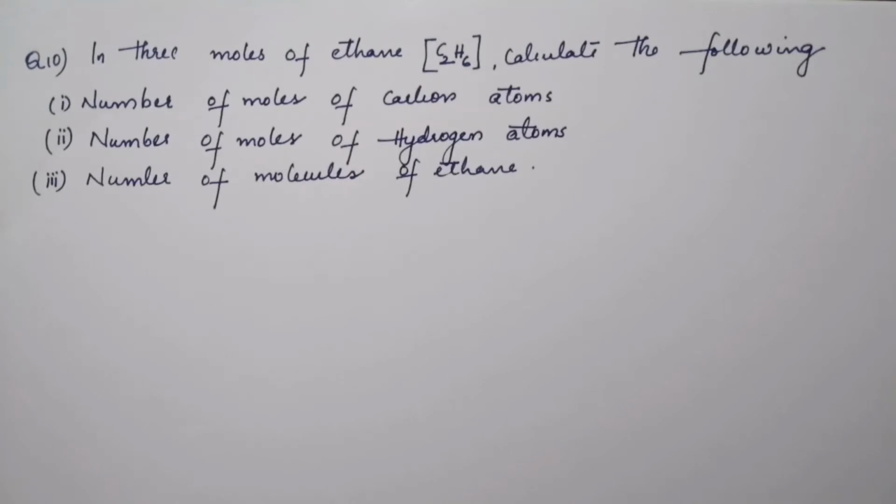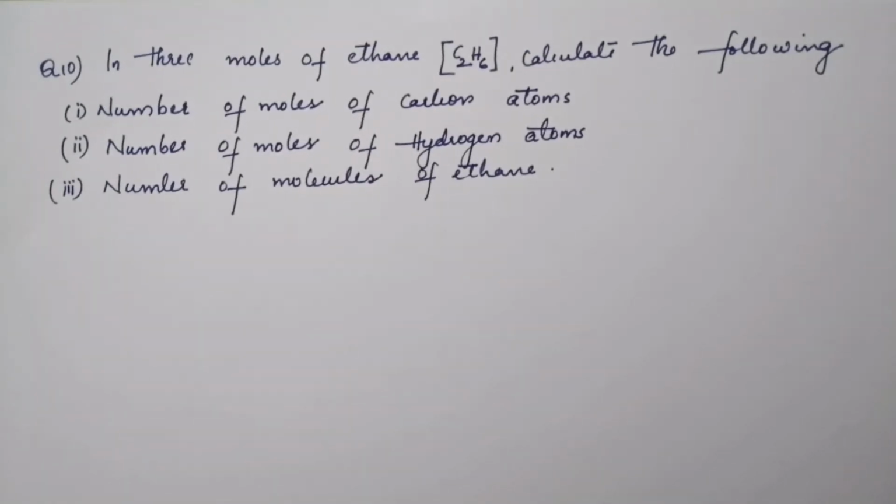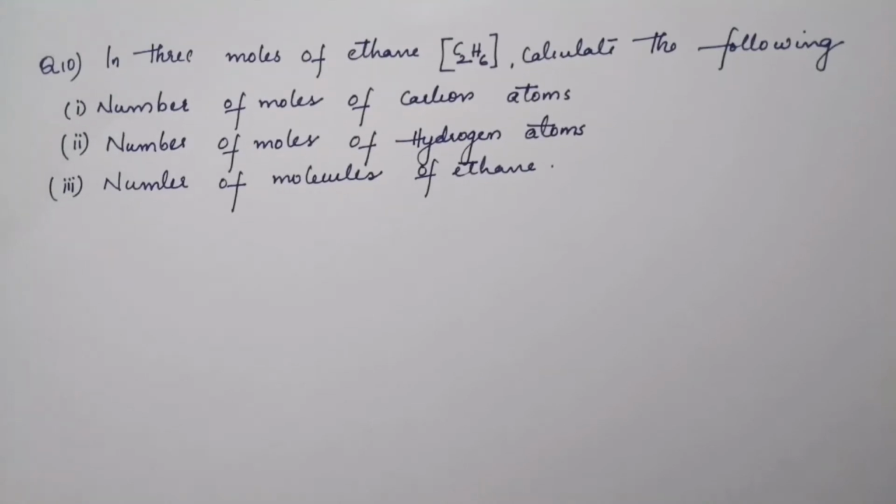Second, number of moles of hydrogen atoms. And third, number of molecules of ethane. We know that 1 mole is defined as the amount of substance that contains as many particles, which can be atoms, molecules or ions, as there are in the carbon-12 isotope. So here, in this case, 1 mole of C2H6, that is ethane, will contain 2 moles of carbon atoms because there are 2 atoms of carbon.